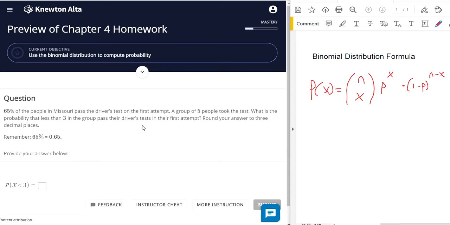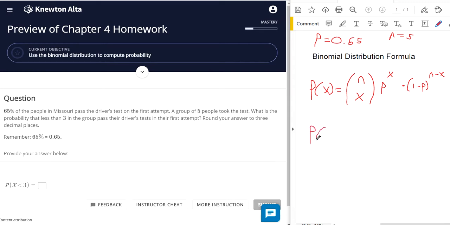So 65% of the people in Missouri passed the driver's test in the first attempt. So we're told the probability of success, p, is 0.65. A group of 5 people took the test. That means n equals 5. What's the probability that less than 3 in the group pass their driver's test?